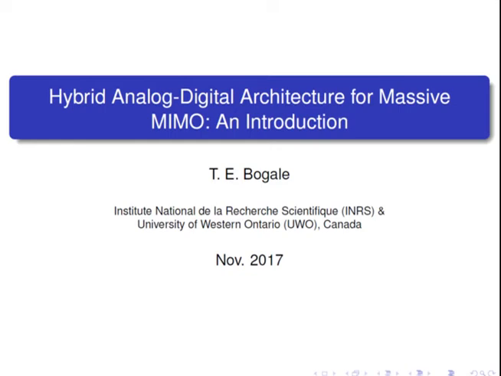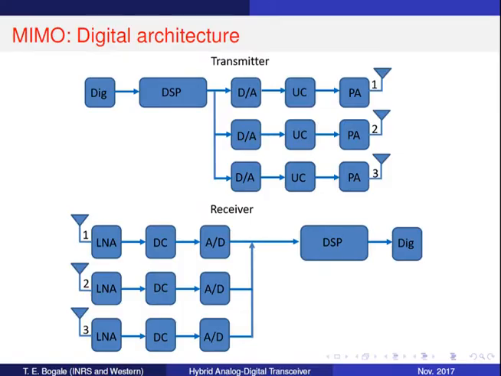In this short video, I will provide an introduction about hybrid analog digital transceiver architecture, which has practical interest for massive MIMO system. Specifically, I will discuss the motivation of this architecture, its differences and possible advantages compared with the conventional digital architecture. Let's start by seeing the basic transmitter and receiver design architecture for the conventional digital communication system.